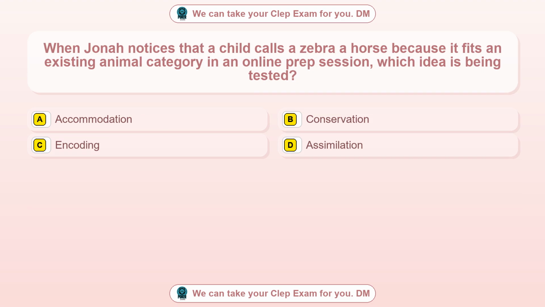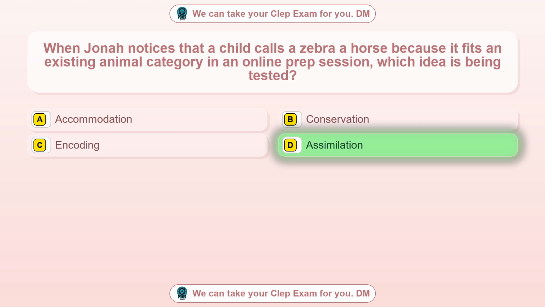Question 14. When Jonah notices that a child calls a zebra a horse because it fits an existing animal category in an online prep session, which idea is being tested? Option A, accommodation. Option B, conservation. Option C, encoding. Option D, assimilation. The correct answer is option D.